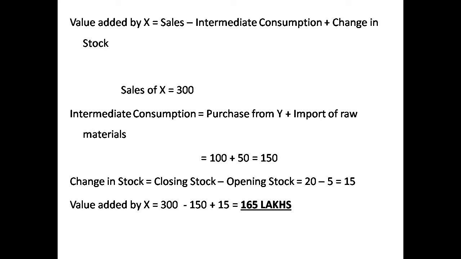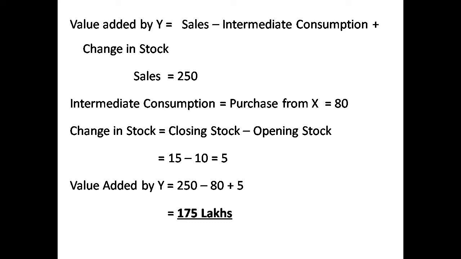Next, we will go on to firm Y. Again, firm Y, value added by firm Y, sales minus intermediate consumption plus change in stock. Sales is given 250. Intermediate consumption, only one, that is purchase from X. Firm Y is buying from X. What firm Y is buying? Raw materials. So purchase from X, that is 80. Change in stock is closing stock minus opening stock. 15 minus 10, it is 5. So value added by Y is 250 minus 80 plus 5. We get 175 lakhs.